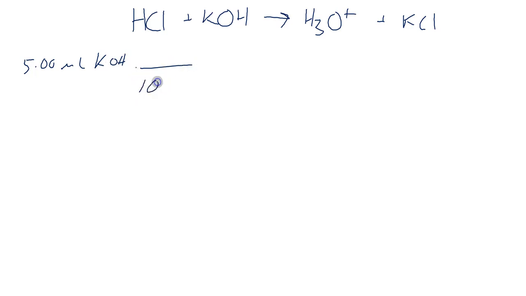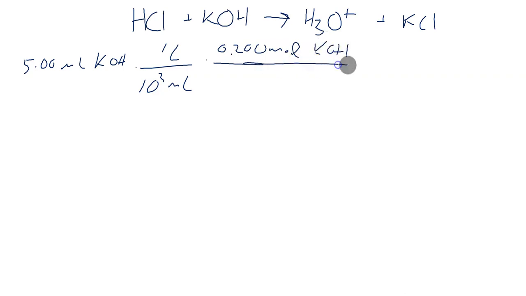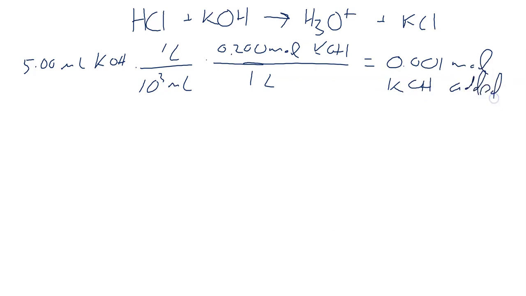We can get the moles from that by going from milliliters to liters, and then the molarity of 0.200 moles KOH for every 1 liter. You can calculate that out, and you end up with 0.001 moles of the KOH added. This is what we delivered using the burette into our beaker.